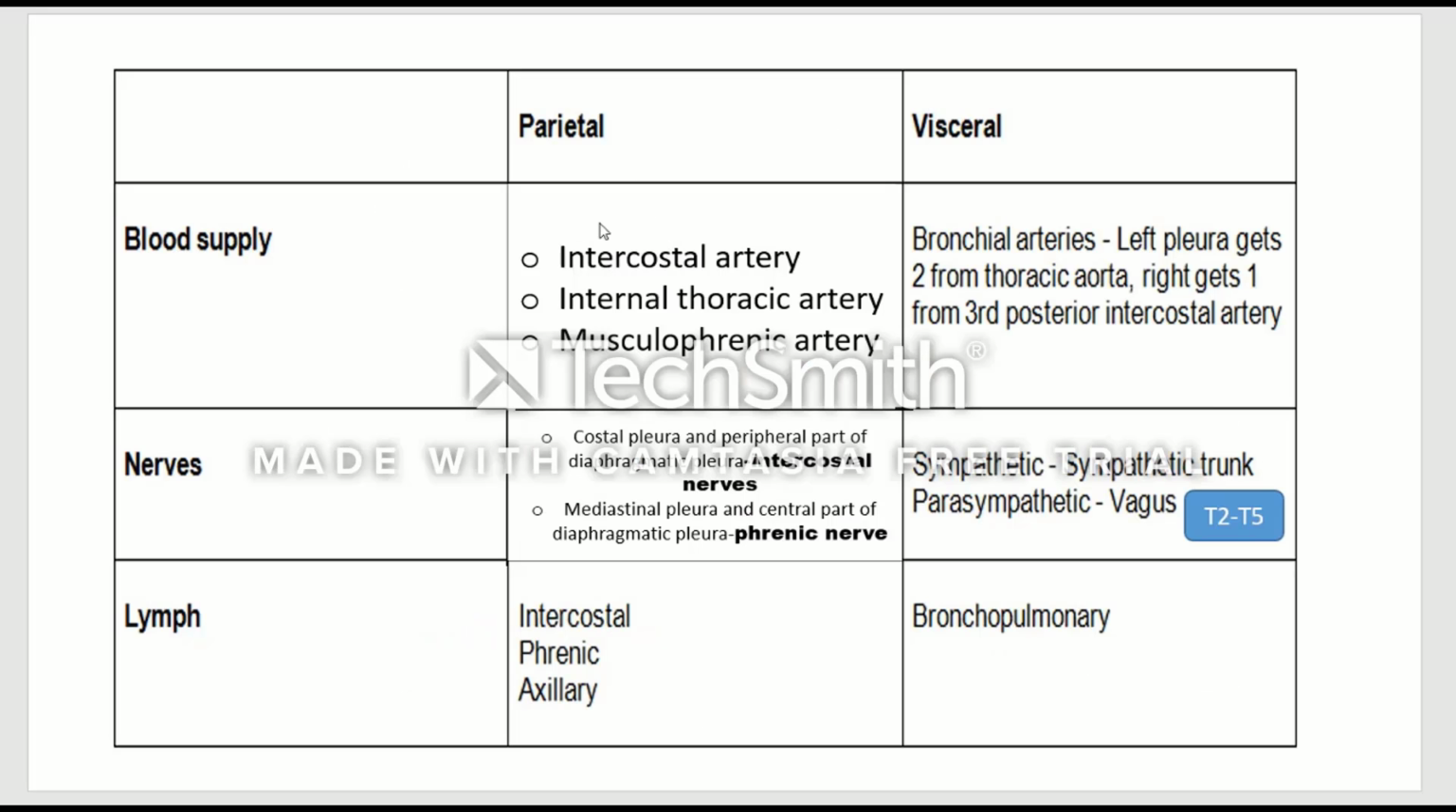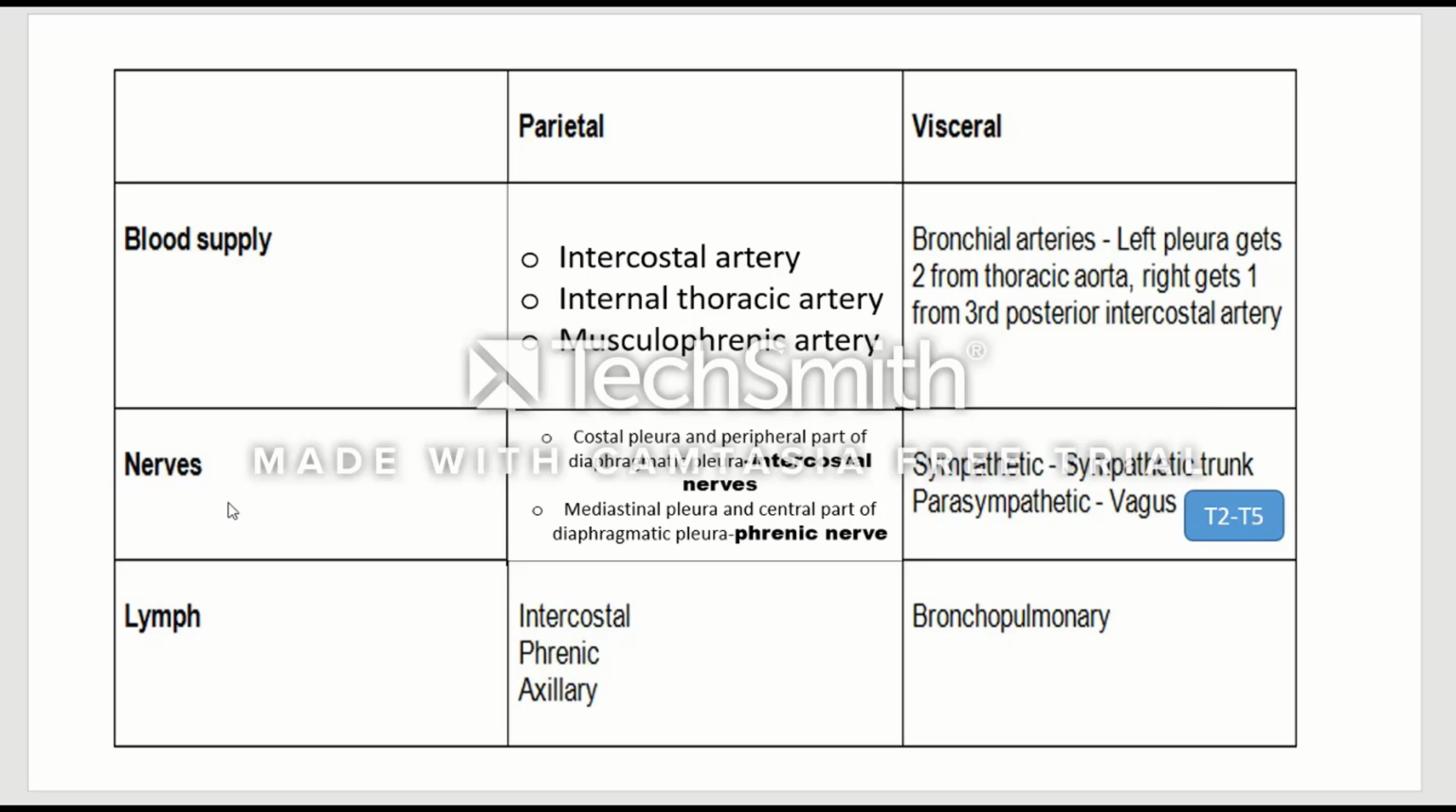Then parietal pleura is supplied by intercostal artery, internal thoracic artery and the musculophrenic artery, and visceral pleura is supplied by bronchial arteries. Left pleura gets 2 from the thoracic aorta and right gets 1 from the third posterior intercostal artery.